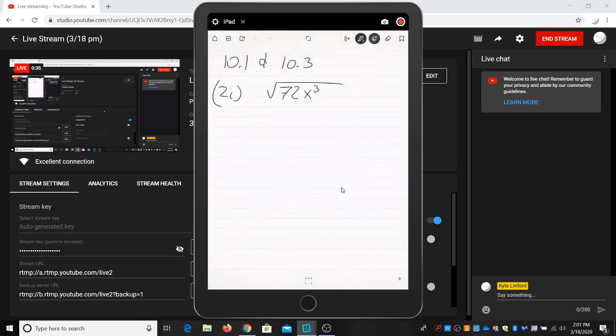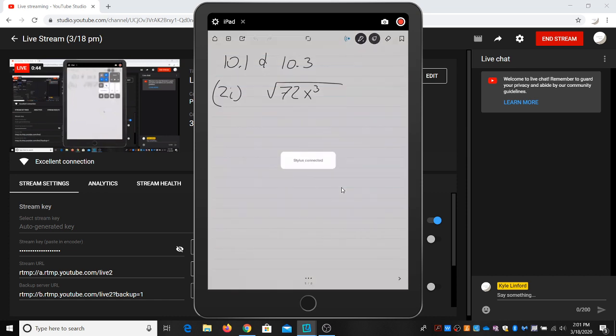So let's start with sections 10.1 and 10.3. This should be a review of what we did on Monday. And as we go and explore this topic, what we want to do is make sure we're solid on both methods of how to go about simplifying radical expressions.